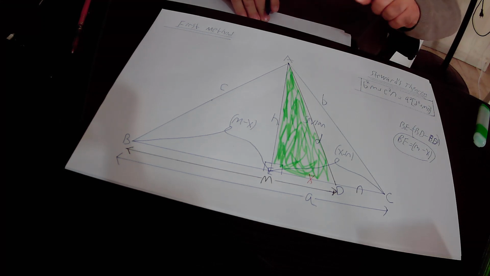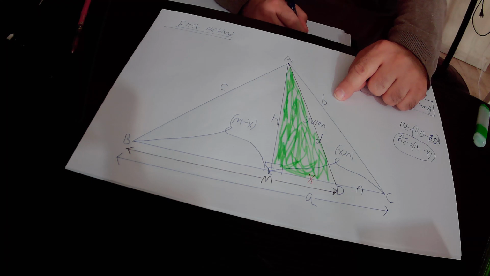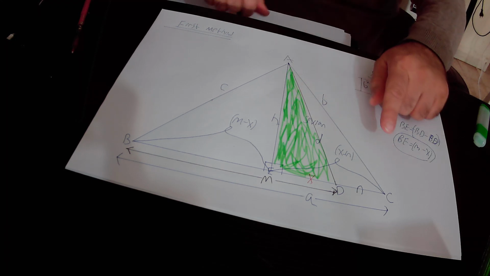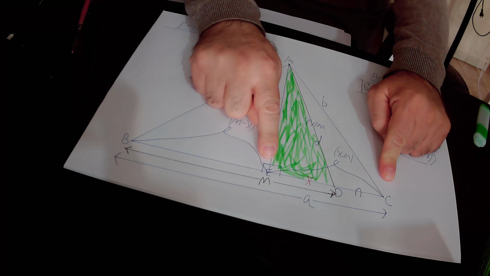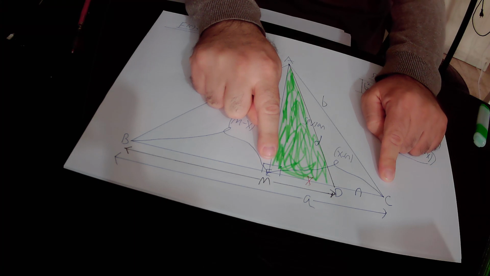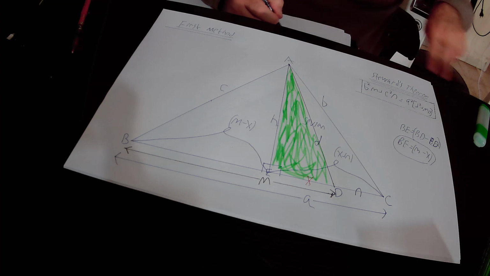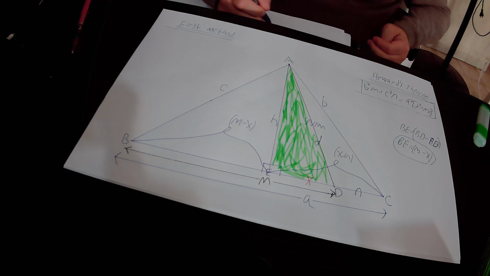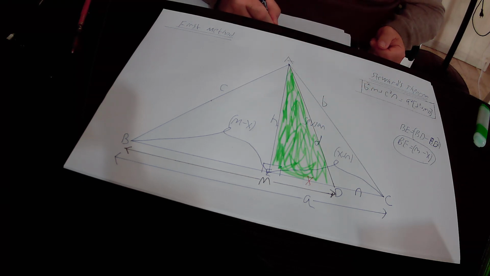So according to equation number 1, AC squared, AC is b, therefore AC squared is b squared, equals EC squared. Here it is very easy to see that EC equals x plus n, therefore EC squared equals (x plus n) squared, plus AE squared. AE equals h, therefore AE squared is h squared.